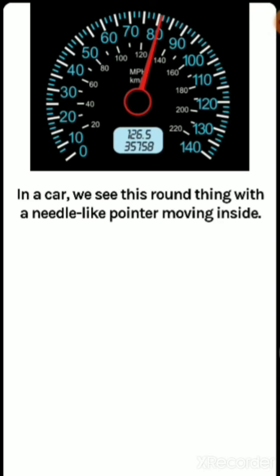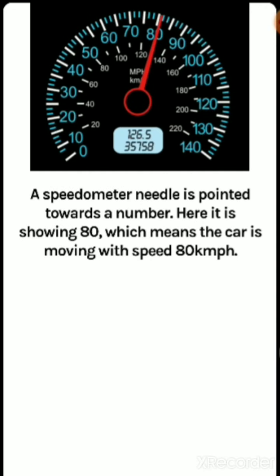A speedometer is a device with the help of which we can measure the speed of a car or any other vehicle. Okay? A speedometer needle points towards a particular number. Sometimes it will show 70, sometimes 80, 90, like that. But in this picture it is showing 80. Then what is the meaning of that? What can we understand from it?